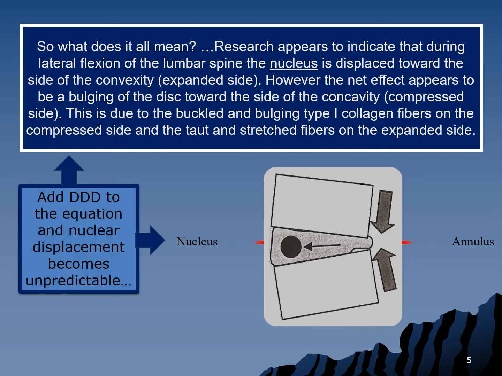All right, so just want to also make it clear that if you add degenerative disc disease to this equation, the nuclear displacement becomes completely unpredictable. When you have radial fissures and circumferential tears and diminished disc height, it's about impossible to determine. So these are studies that are done on normal spines, or as normal as they can attain.